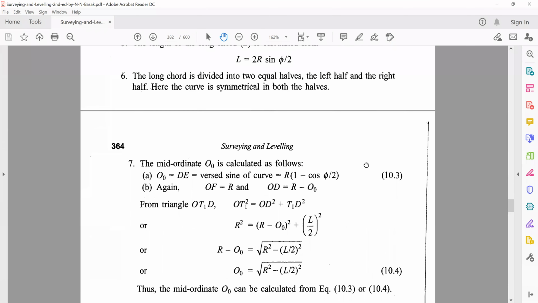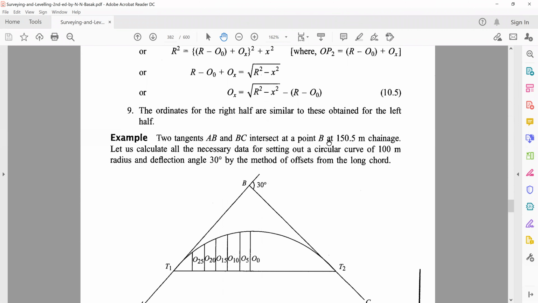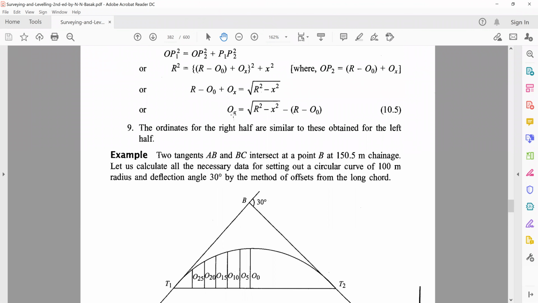So they have given an equation as well, which says that in order to find out the ordinate at any distance x, you can use this equation. So the ordinate at any distance x is equal to the square root of r square minus x square, where x is the distance along the axis, minus (r minus O naught), and O naught is the maximum ordinate, which is the versine of the curve. You can calculate it from the equation that we have. So this is a very basic method of doing it.